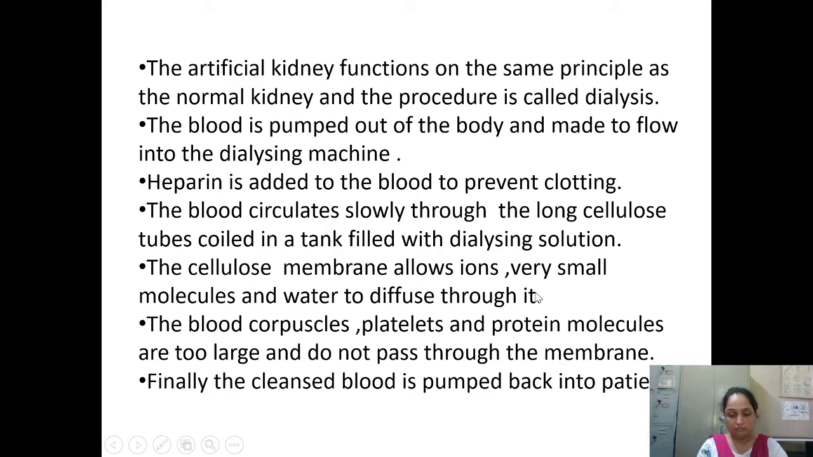So this cellulose membrane, which contains the blood to be filtered, allows only a few substances to move out, like ions, very small molecules and water, which can diffuse out. The blood corpuscles, platelets and protein molecules are too large and do not pass through the membrane. The bigger components like RBC, platelets and WBC are not able to pass through the cellulose membrane. Actually, they need not be passed out.